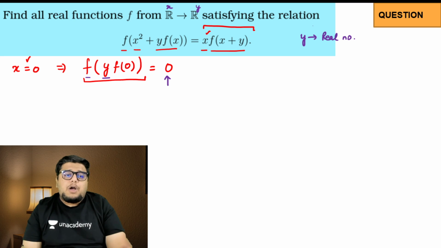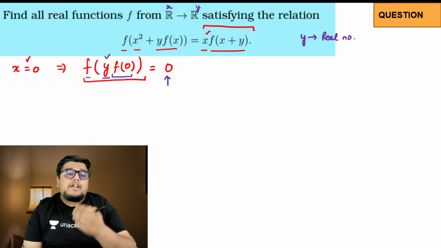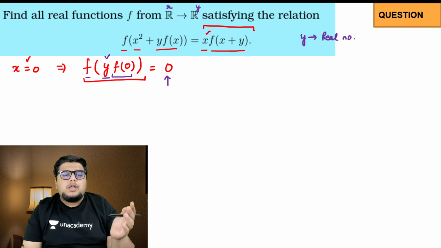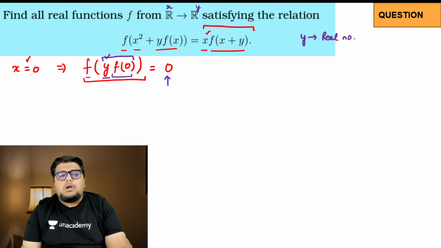Okay. Now here the second question comes up, okay, sir, this y is getting multiplied with something. This is getting multiplied with f of 0. What if f of 0 is 0? Right? If f of 0 is 0, y could be anything. Ultimately, you will get 0 in the whole thing. So what is the next step here?